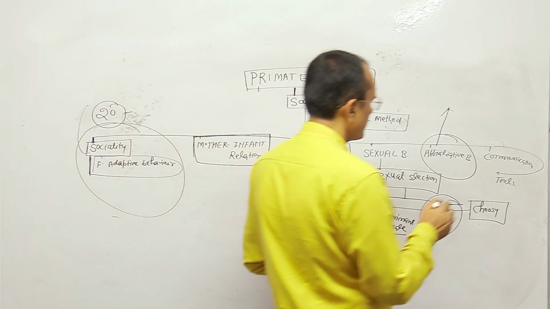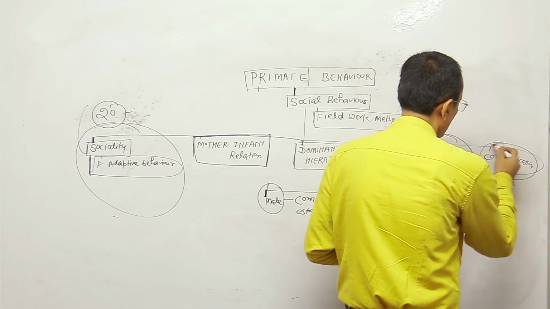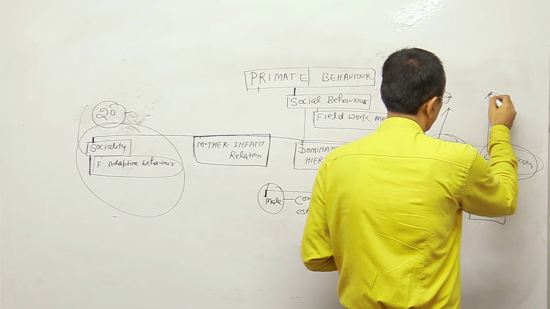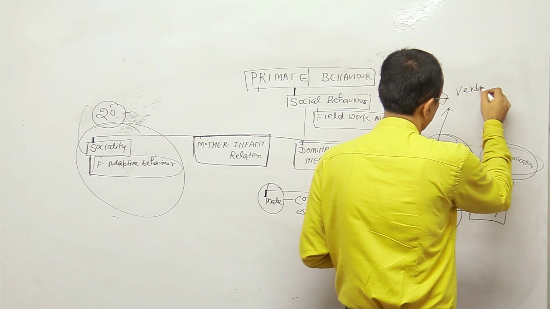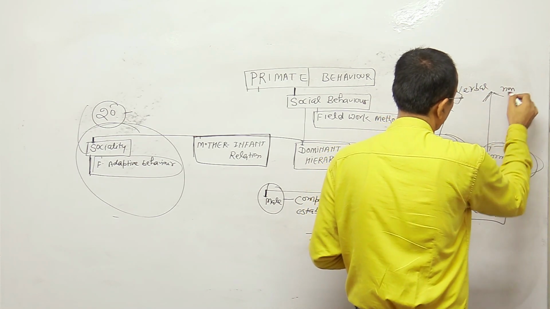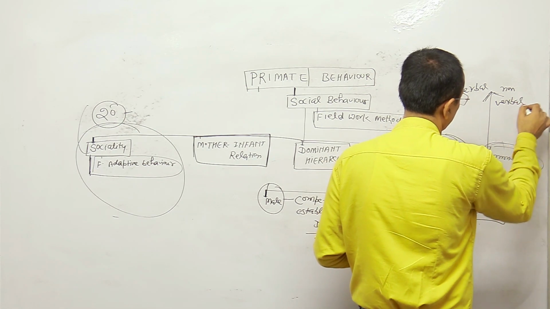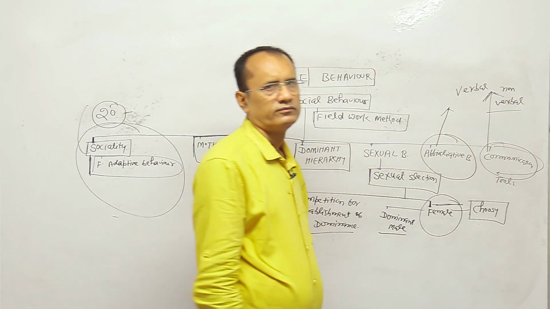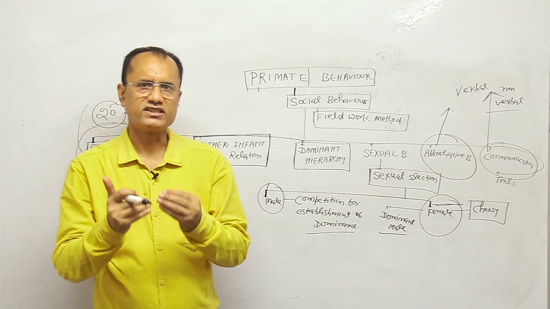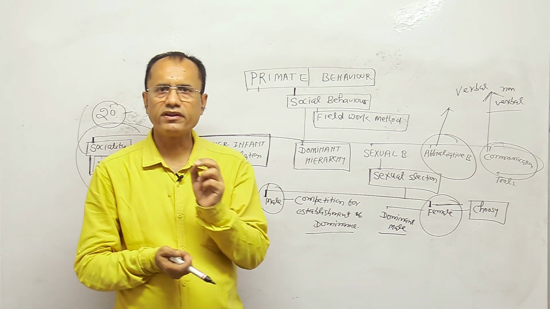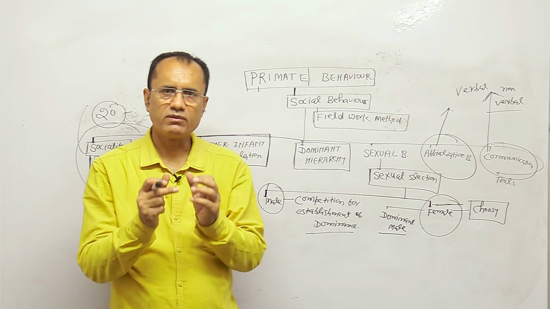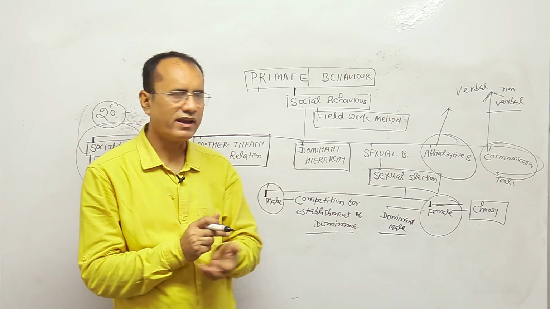And lastly, communication. Non-human primates use both verbal and non-verbal communication for sending and receiving their messages. This is also very important when you try to understand their social behavior.